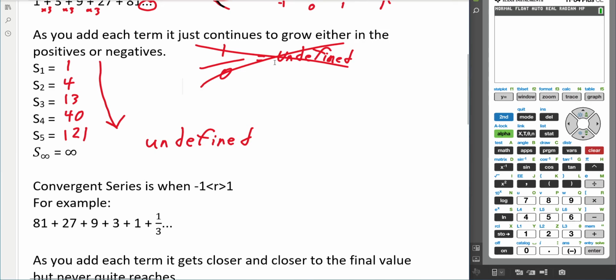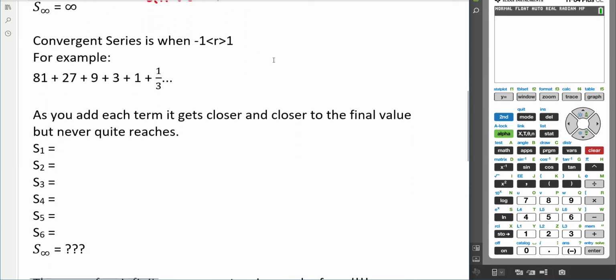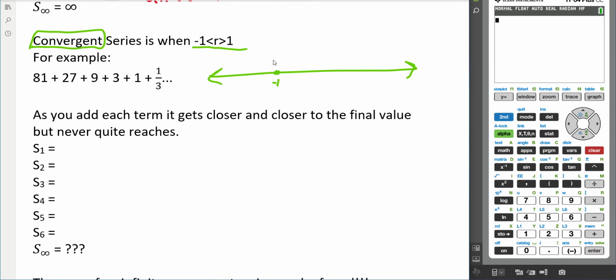It's undefined. A convergent series, on the other hand, lucky for us, we got to switch to green. Convergent is between negative 1 and 1. So again, thinking about our number line, negative 1 here, 0, positive 1. Not including those points, but everything in between. All of that stuff is convergent.